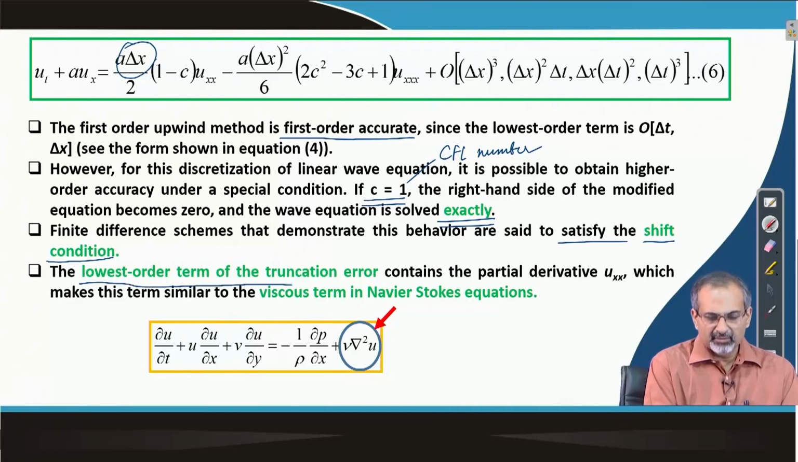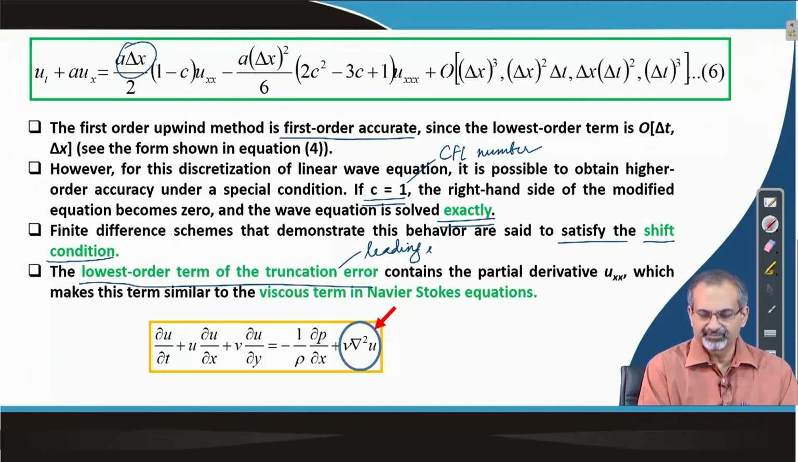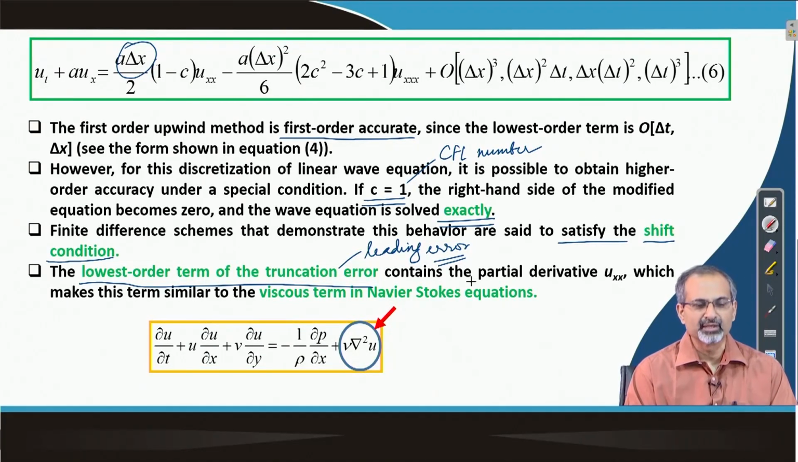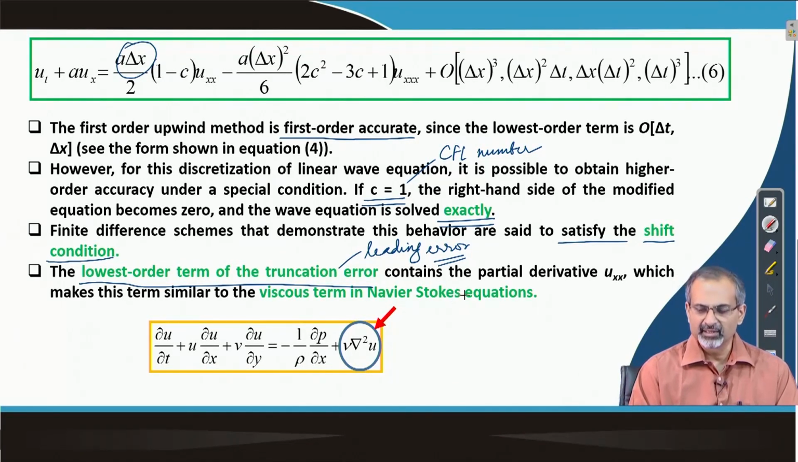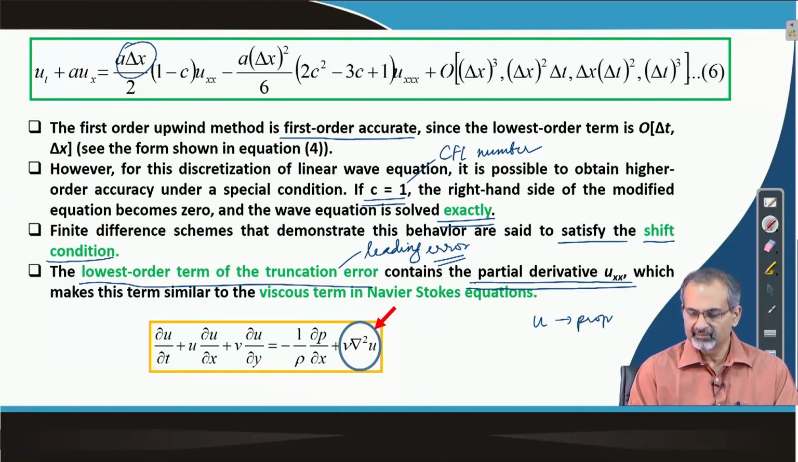Now, the lowest order term that you have in the truncation error, which is often called the leading error term, is of significance to us, because that is supposed to be the most significant error term which will affect the solution. That we see contains a partial derivative u x x, the second order derivative in u. Now, u is essentially the property that is getting transported.